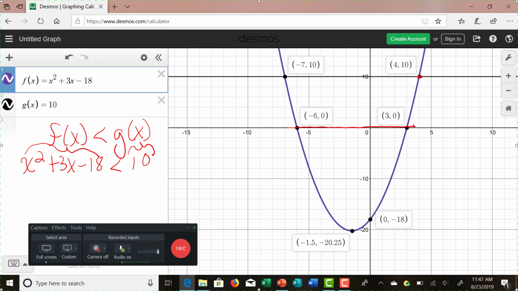Right here is where they are equal. And that's where the y is equal to 10, because that's what g of x is. And anywhere in between those two is where it is below, which means the quadratic in that area is less than the g of x, which is equal to 10.